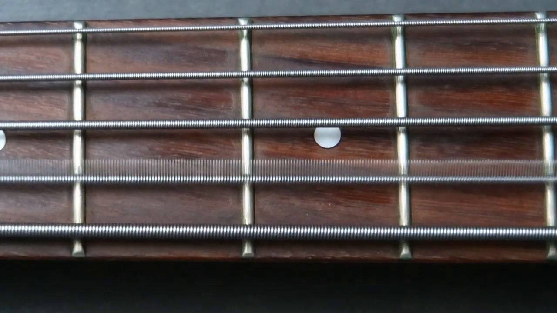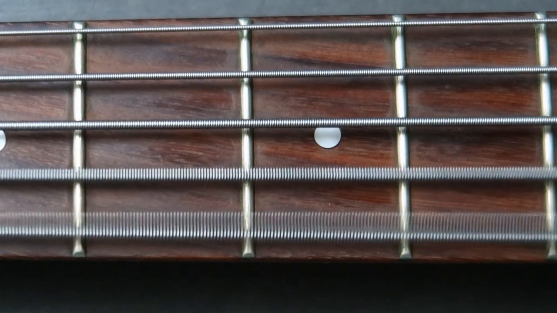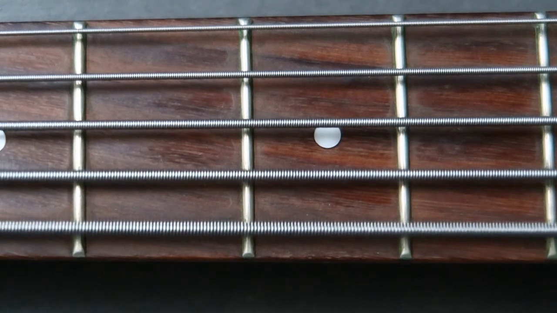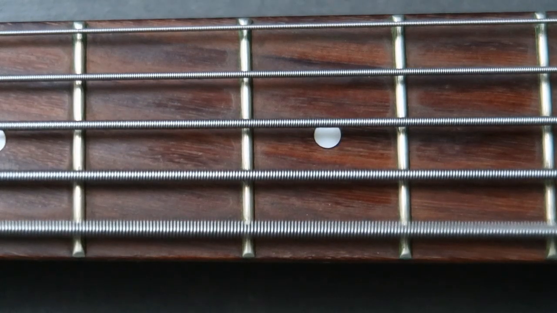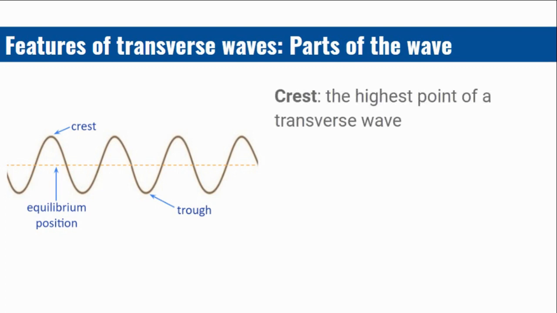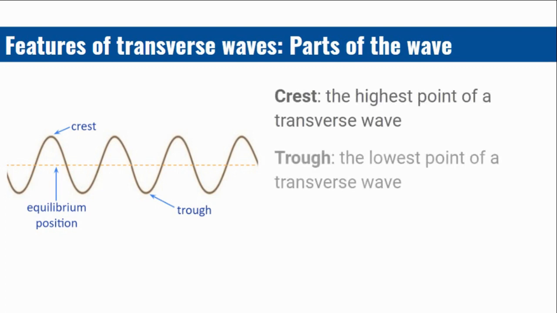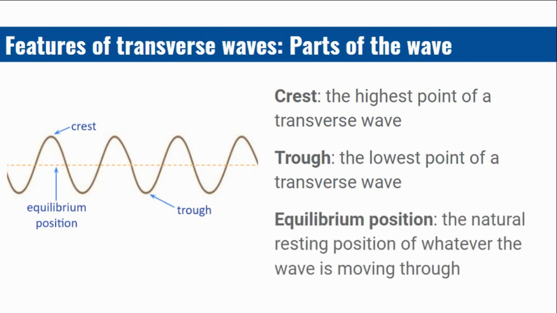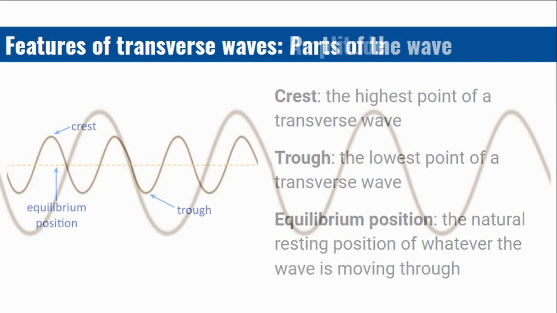A nice example of this is the strings on a guitar. Before it's plucked, the string is in its equilibrium position. And as the vibration in the string and the sound gradually fades away, the string returns to that position. So a crest is the highest point of a wave, the trough is the lowest point, and the equilibrium position is the natural resting spot for whatever the wave is moving through.